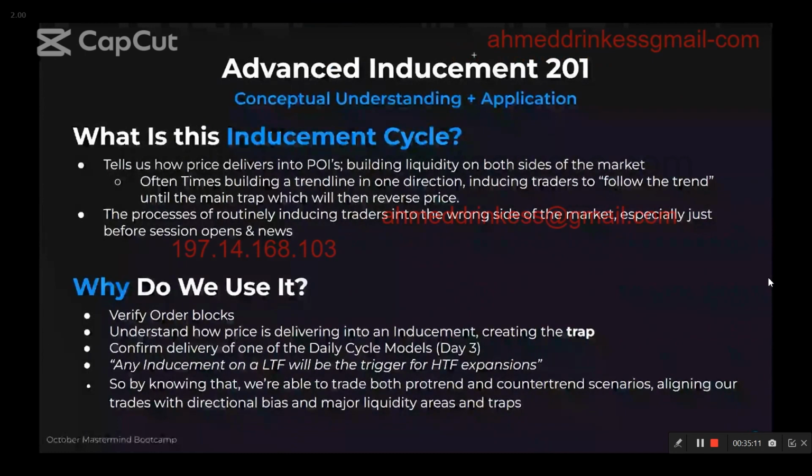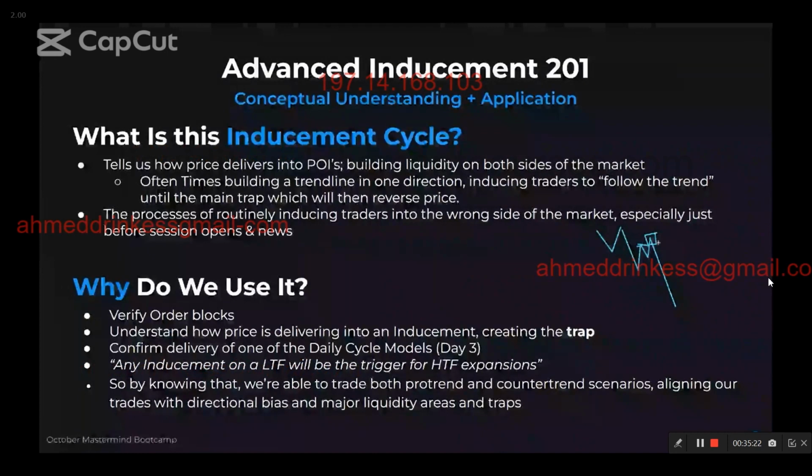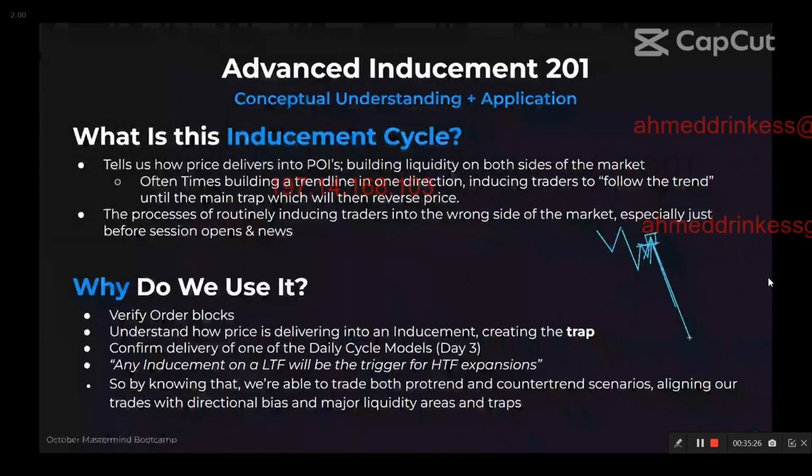If price just decides to randomly sell off, well, before this sell happens, you better believe it either took out some form of structural point, or it did what? Maintain the current structure, had an inducement beforehand, and then sold. So an inducement is always going to be the trigger. Like here is the aim, and then there's the trigger. As soon as it's taken out into the order block, that's what's triggering these expansions.